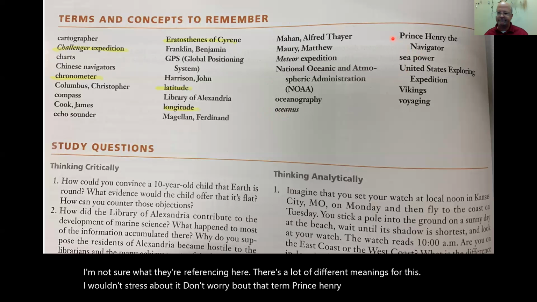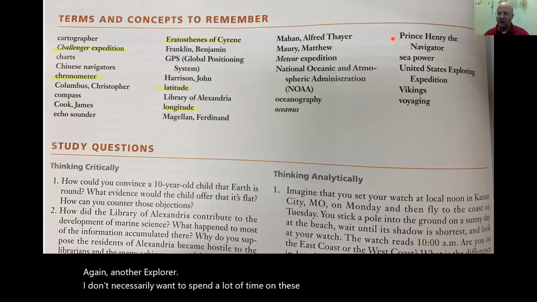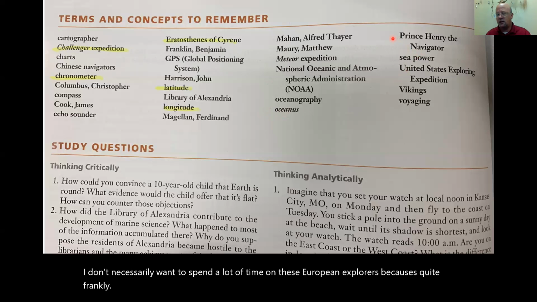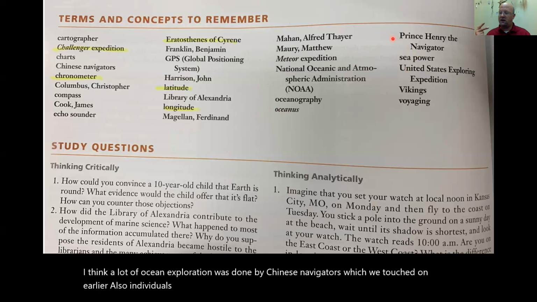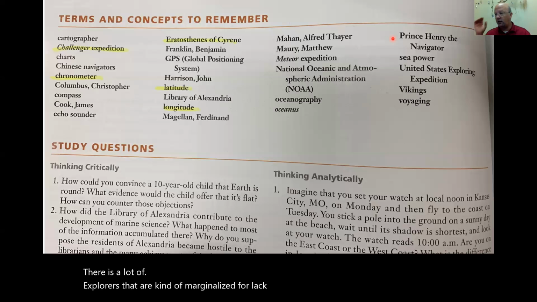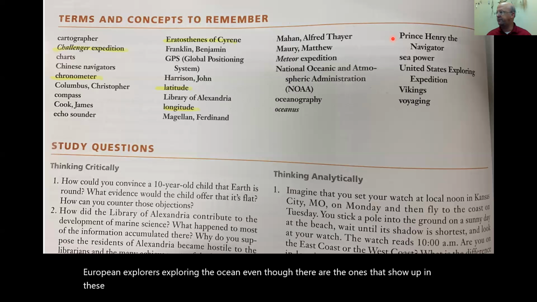Prince Henry the Navigator, again, another explorer. I don't necessarily want to spend a lot of time on these European explorers because, quite frankly, I think a lot of ocean exploration was done by Chinese navigators, which we touched on earlier. Also individuals from Australia, the South Pacific, South America, Hawaii. There's a lot of explorers that are kind of marginalized, for lack of a better word, or ignored, quite frankly. So these terms are mainly European explorers, and I want you to understand that it wasn't just European explorers exploring the ocean, even though they're the ones that show up in these textbooks all the time. So anyway, Prince Henry the Navigator, I think he was from Portugal. He was an explorer.